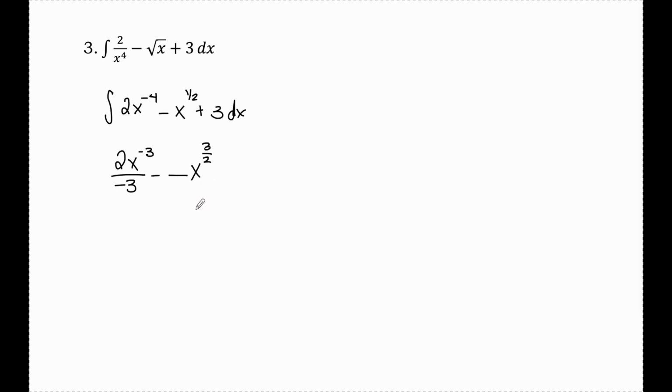But we don't want a complex fraction that looks super sloppy. So instead of dividing by 3 halves, we can multiply by the reciprocal 2/3. For the plus 3, I integrate, I get plus 3x. Don't forget to tack on that plus c. I'm going to rewrite with positive exponents. We don't like to leave negative exponents in our answers. So I'll have negative 2 over 3x cubed minus 2/3 x to the 3 halves plus 3x plus c. There's my final answer for number 3.